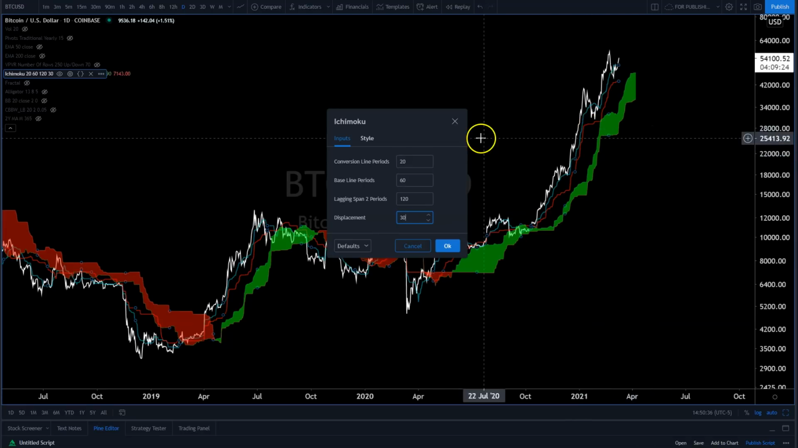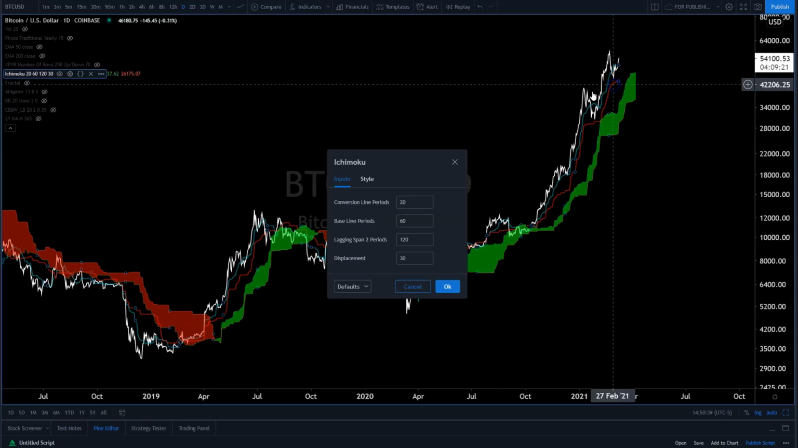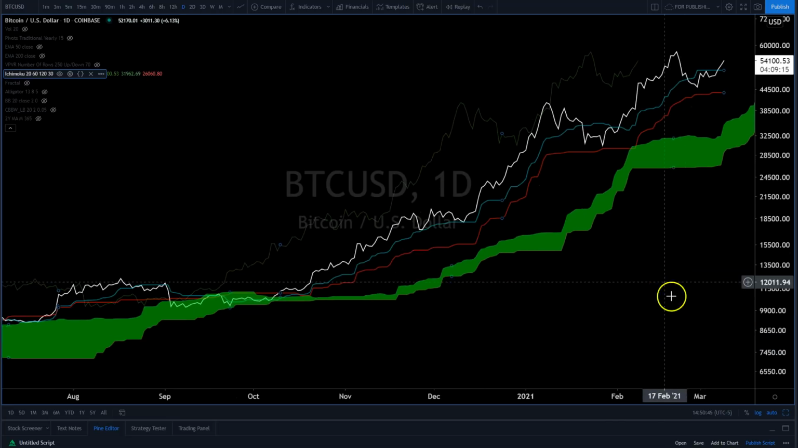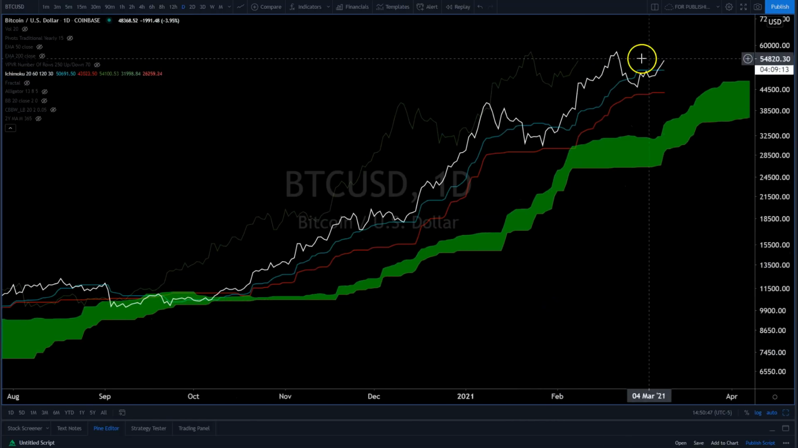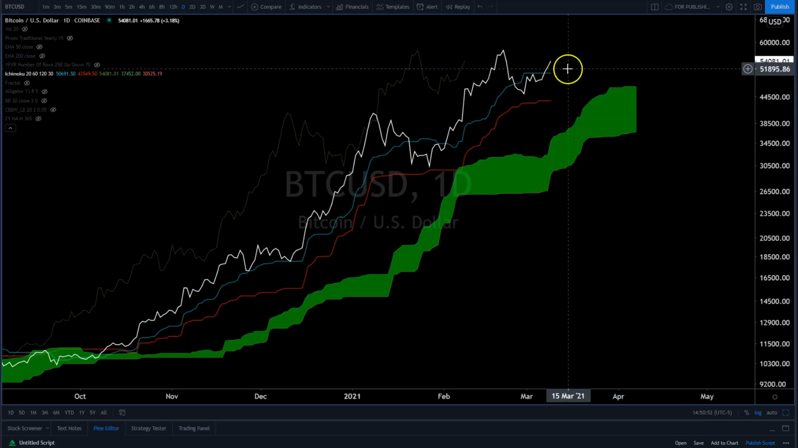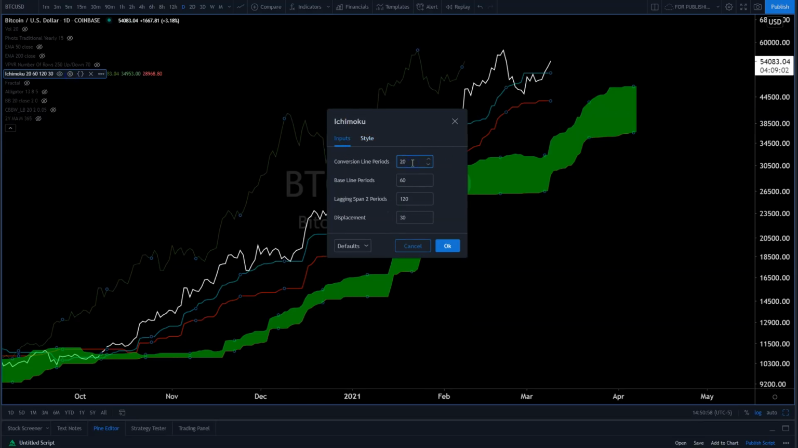It's also the Chiku span displacement behind the cloud. So in this case, I don't have the Chiku span on. I don't use it too much, but you'll notice that this ghost line is 30 periods behind the price, and the cloud itself prints 30 periods ahead. So for me, I like that for crypto. For legacy or currency or whatever, Forex, oil, whatever you're doing, use whatever you want to use.